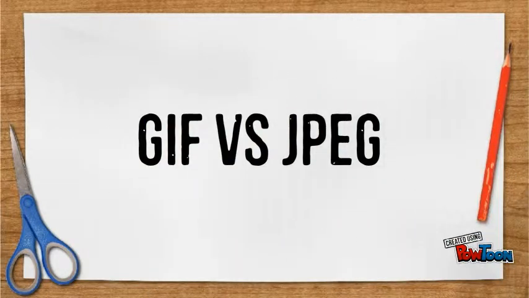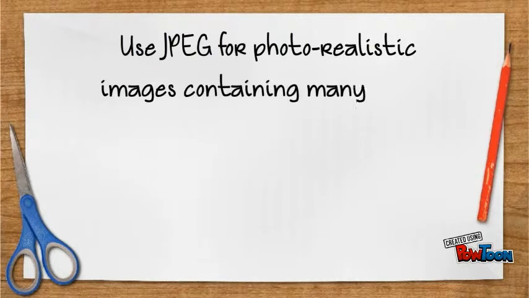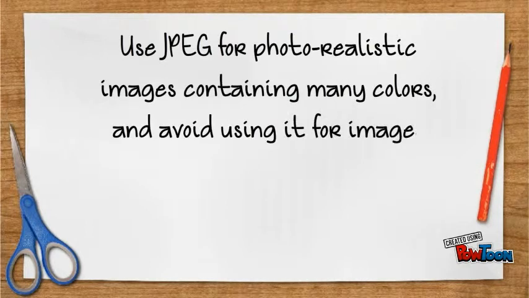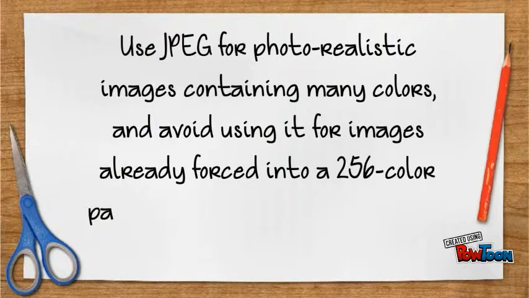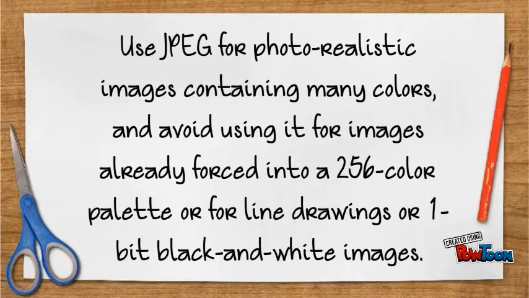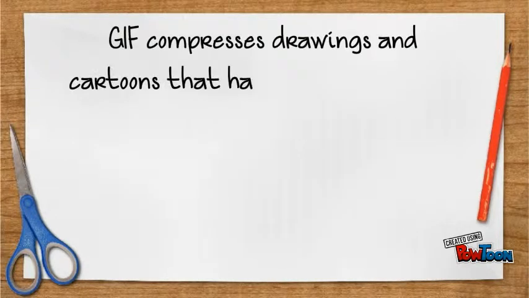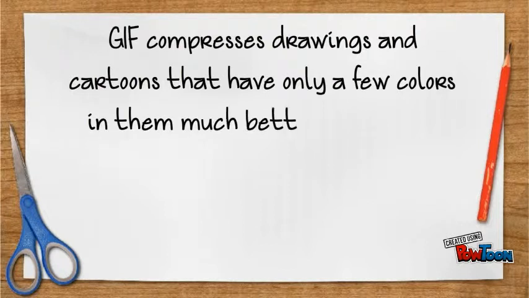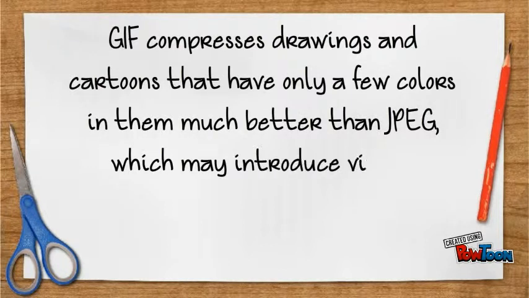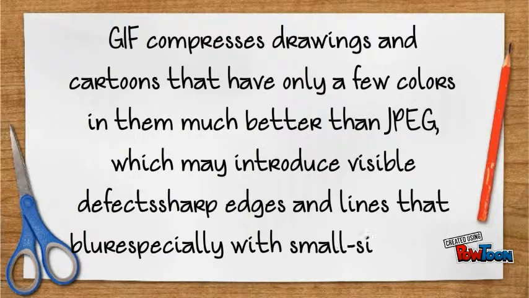GIF or JPEG. Use JPEG for photorealistic images containing many colors, and avoid using it for images already forced into a 256 color palette or for line drawings or 1-bit black and white images. GIF compresses drawings and cartoons that have only a few colors in them much better than JPEG, which may introduce visible defects, sharp edges and lines that blur, especially with small-sized text.